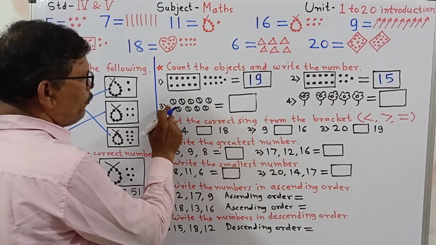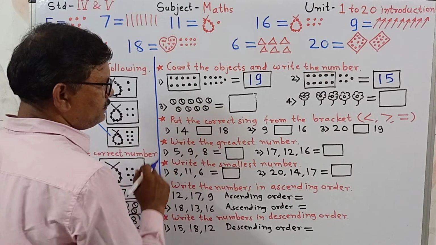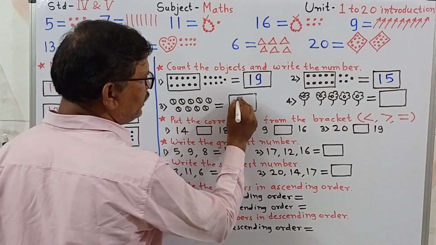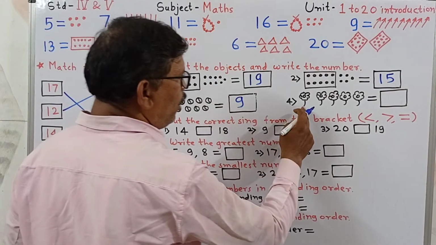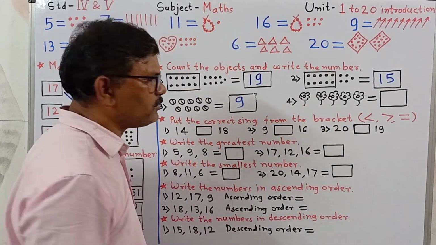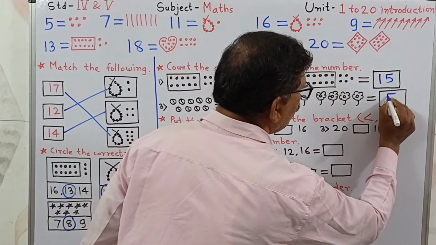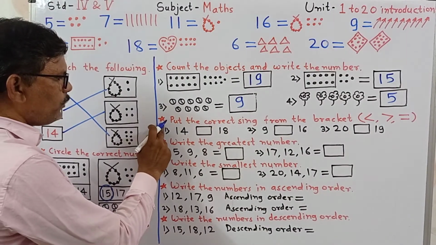Yeah. How many balls are there? 1, 2, 3, 4, 5, 6, 7, 8, 9. 9 balls. So write here 9. Okay. Now how many flowers are there? 1, 2, 3, 4, 5. There are 5 flowers. So write here 5. Okay. Very easy. Now the next one.